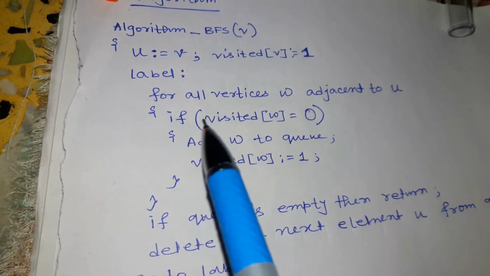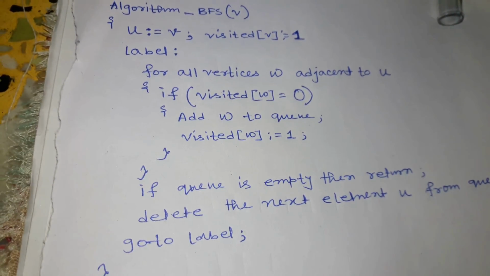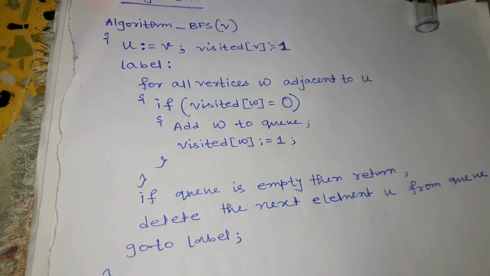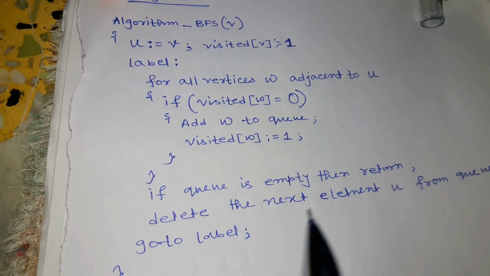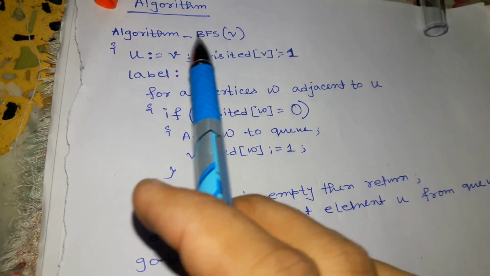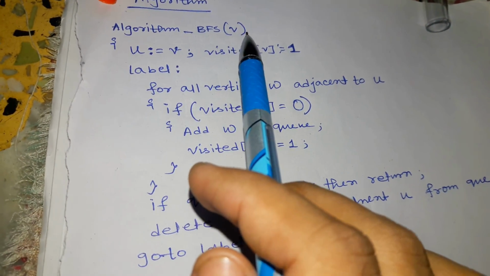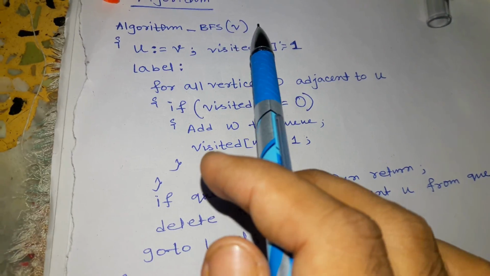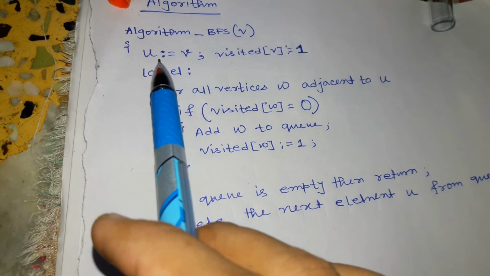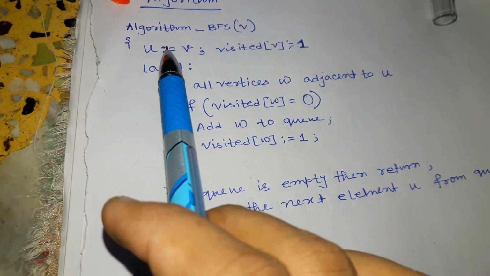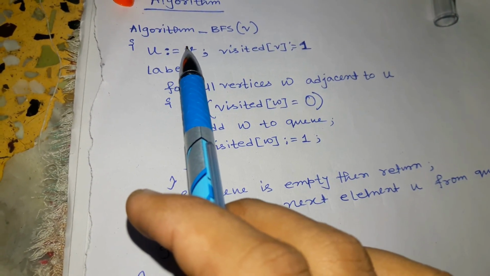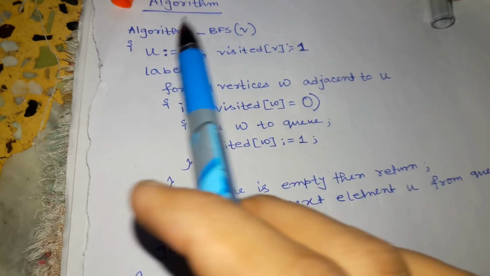Now I am showing you the algorithm that I will use for this traversal, and I will relate my algorithm along with my pictorial representation. So see here, algorithm BFS(V). V is the starting vertex that will be passed as an argument from the main function, and it will be assigned to U at first, means the copy of V will be assigned to U.